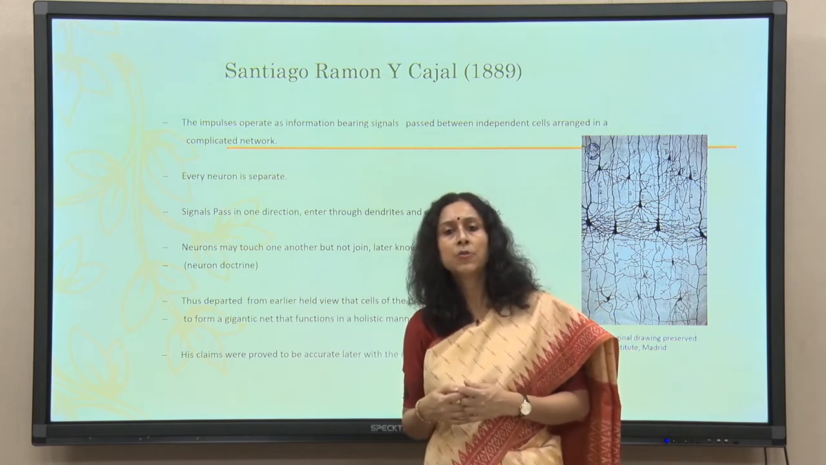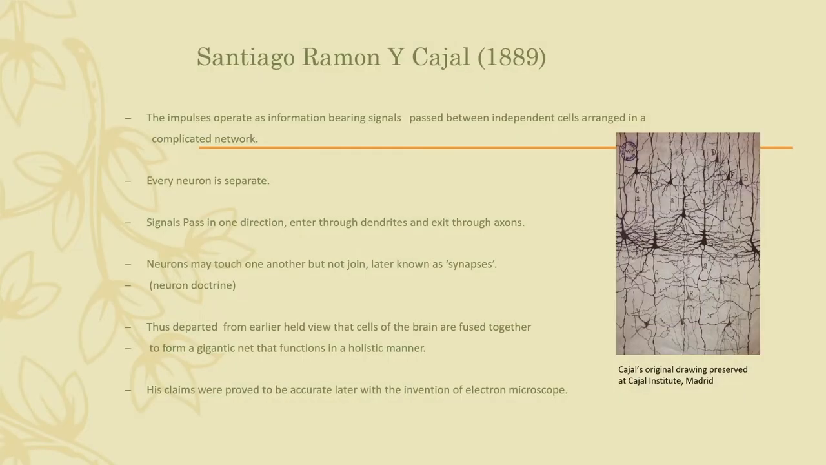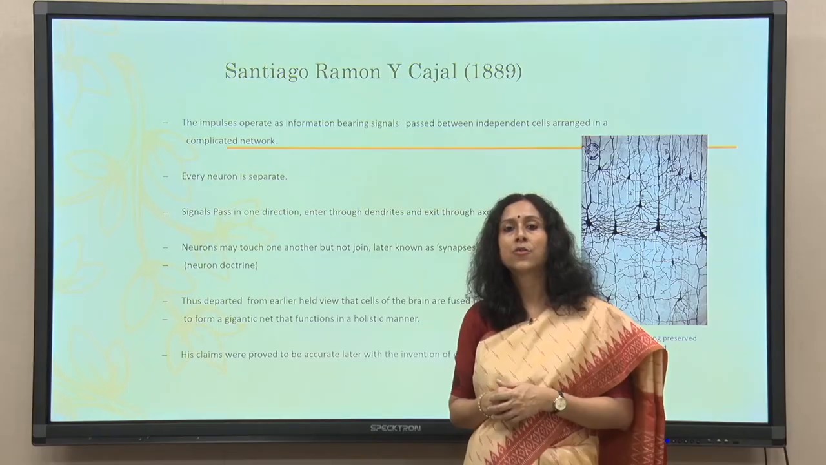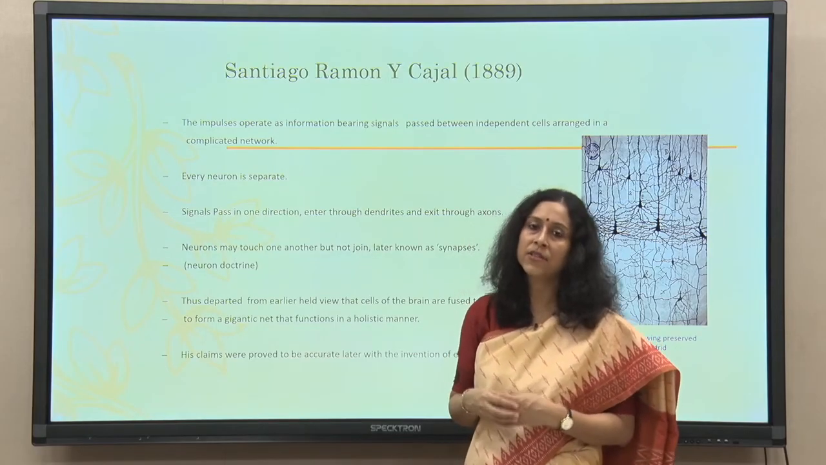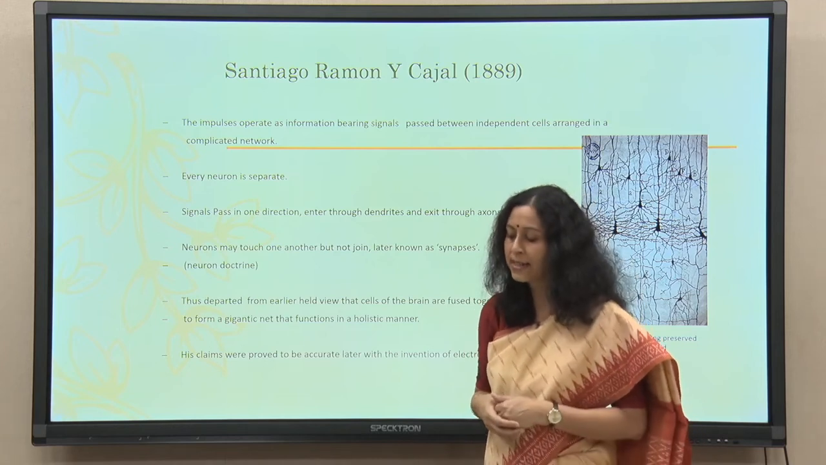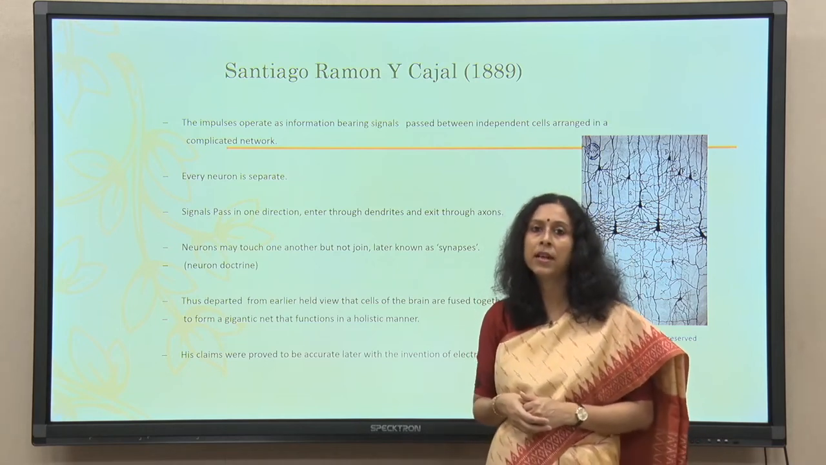And then we go on to the next, the biggest possible name in neuroscience, the father of modern neuroscience, Santiago Ramon Cajal. His drawings are the first ones that show how the brain actually works, how the neuronal structure really is. At that time there was no fine machinery available to him.